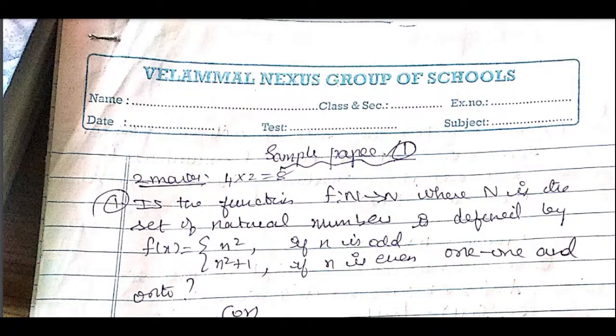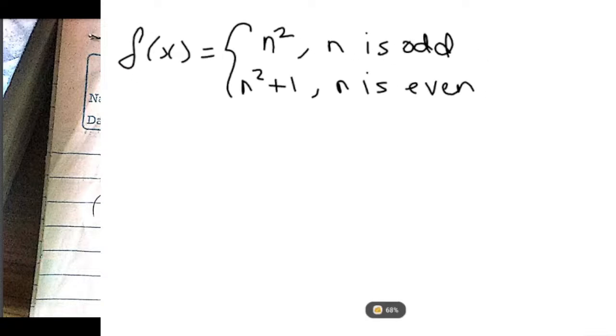Is the function from natural numbers to numbers, where N is the set of natural numbers, defined by f of x equal to n square if n is odd and n square plus 1 if n is even, right? Okay. So now for example, let's just take some values.